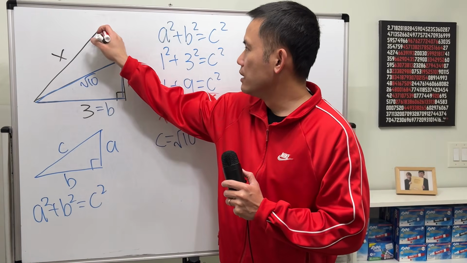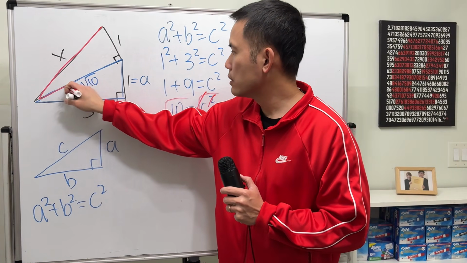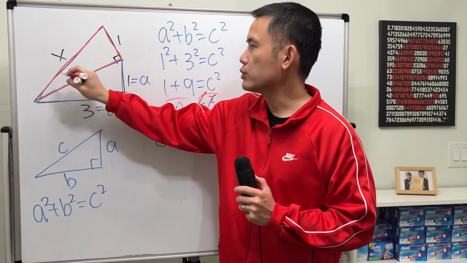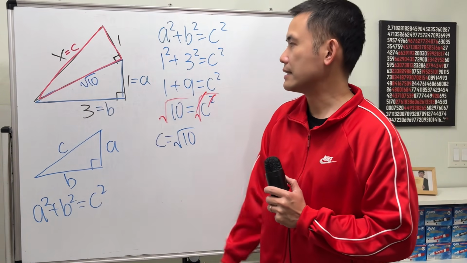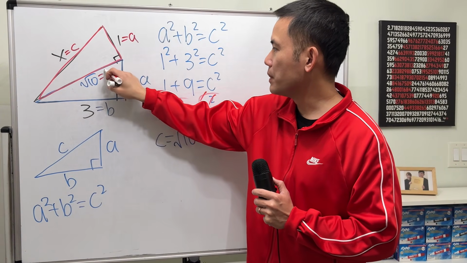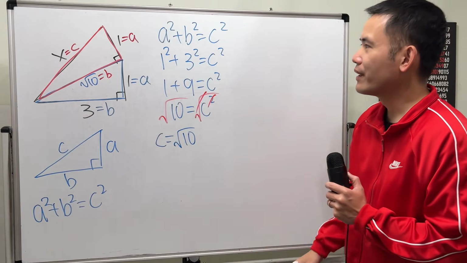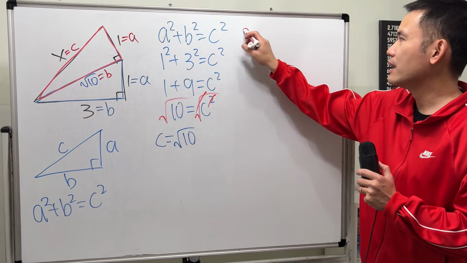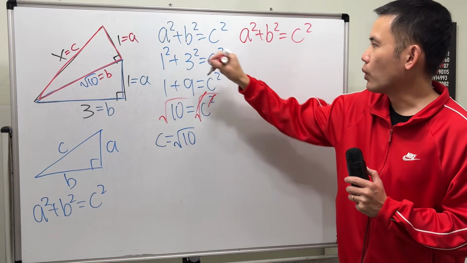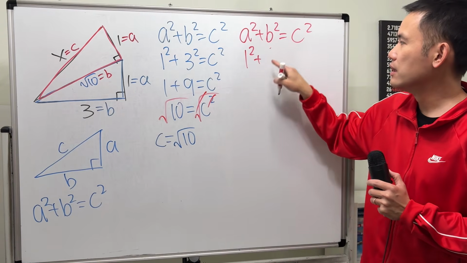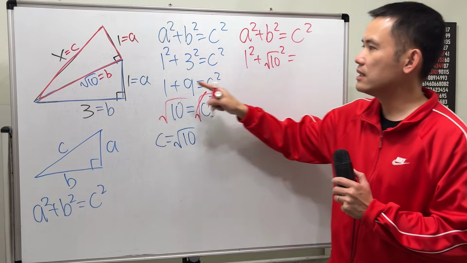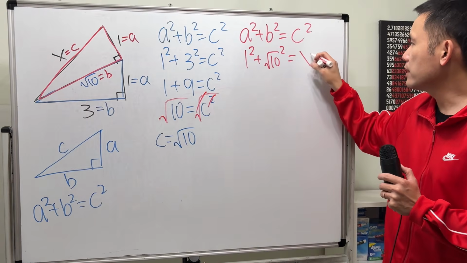Then we will be looking at this right triangle. Now, the x is the hypotenuse, we don't know. We are going to look at it as C. And for these two sides, I will call this A, and this is the B for the red right triangle. And use the Pythagorean theorem one more time. A squared plus B squared equals C squared. A is 1, square that. B is square root of 10. Square that. C is the x, so x squared.